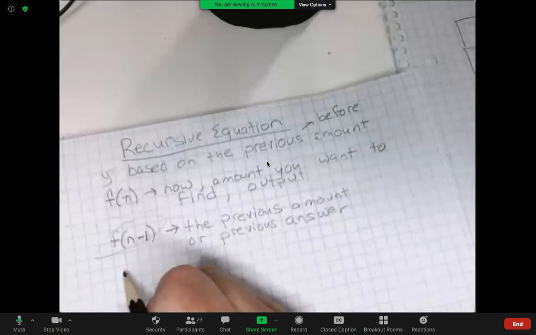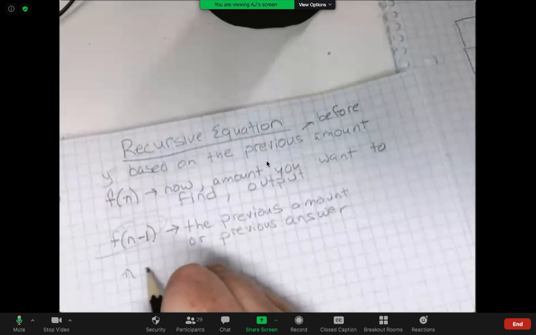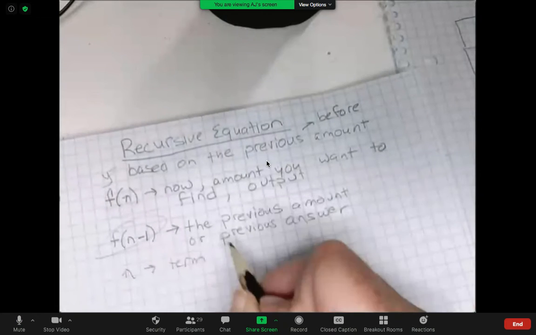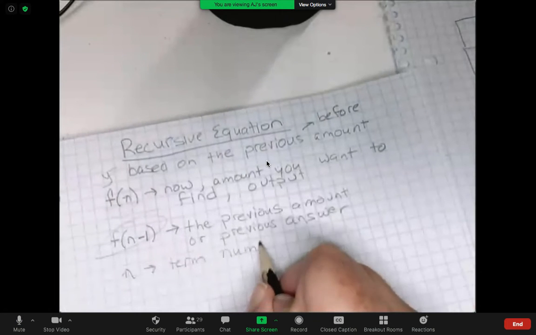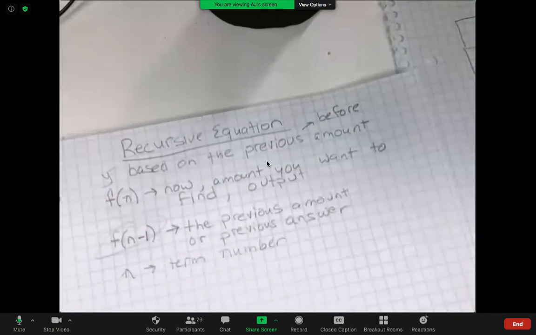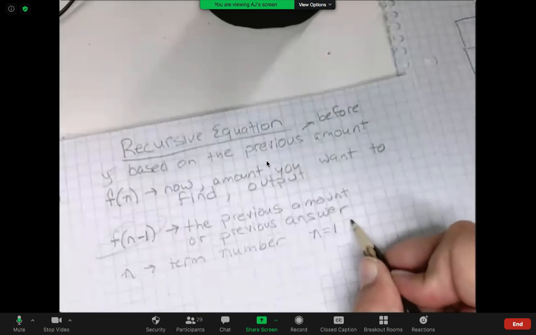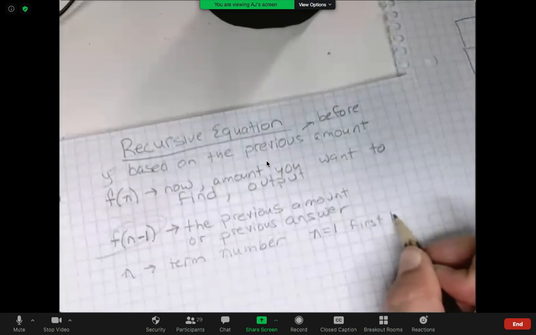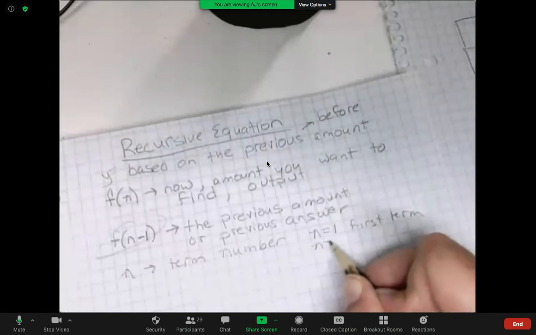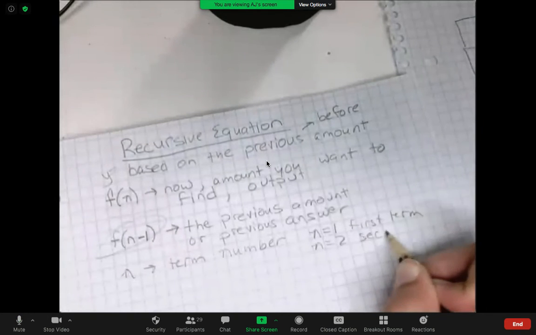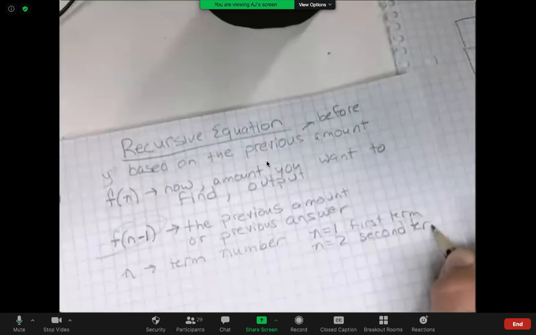And then N is our term number. So term number 1 would be N equals 1. So like, yeah, N equals 1 is the first term. N equals 2 is the second term. You guys still see this? Yeah.